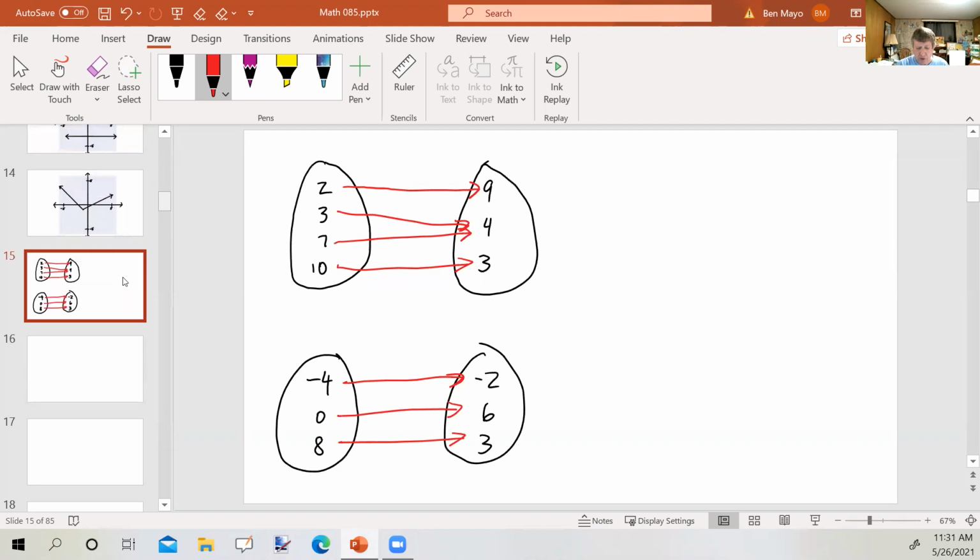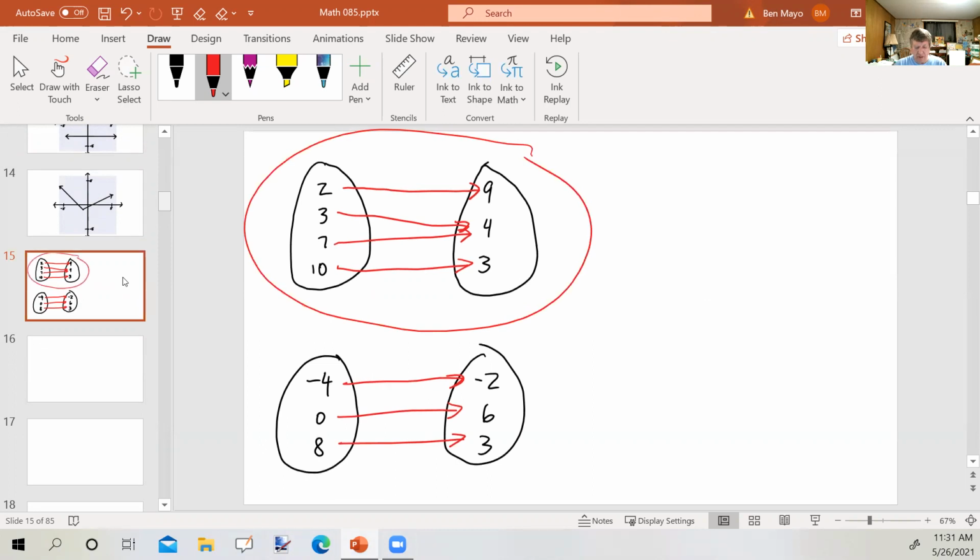All right, so in the first mapping, we have the inputs and the outputs, the domain and the range. We see that 2 goes to 9, 3 goes to 4, 7 goes to 4, and 10 goes to 3. So this is a function. For each input, there's exactly one output, but it's not a one-to-one function, since 3 and 7 both go to 4. A one-to-one function means that every domain value goes to just one range value, and every range value comes from just one domain value.